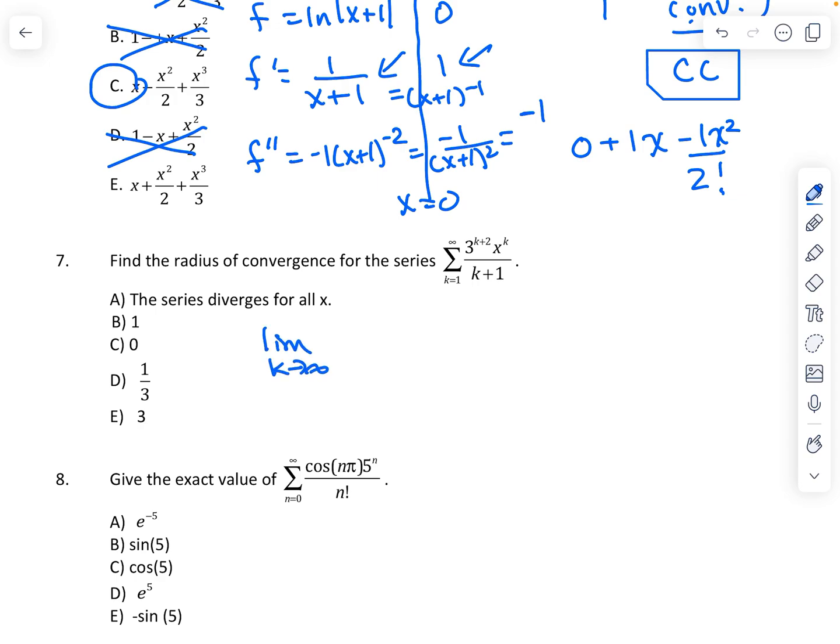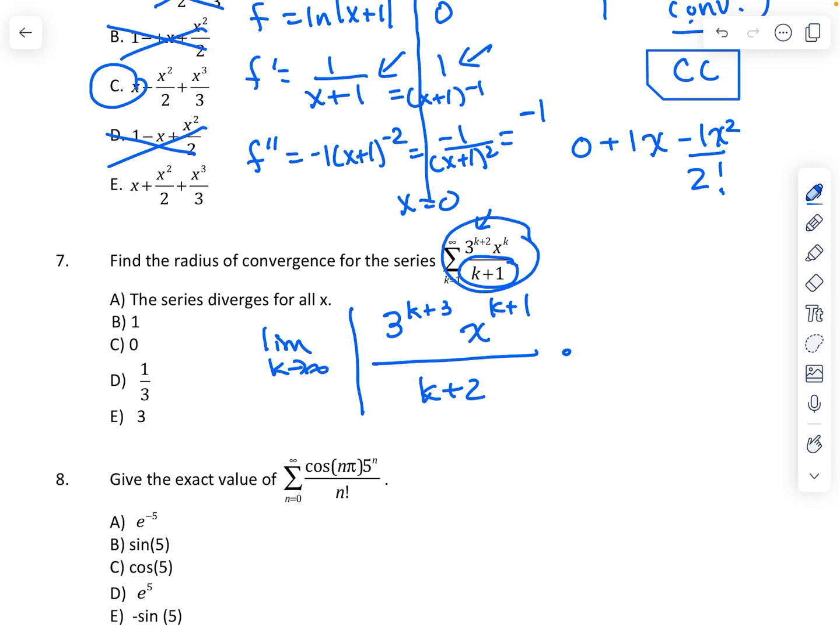So remember, the ratio test says you take the n plus first term. So I'm going to replace k with k plus 1. So that means this really becomes k plus 3. And then I have x to the k plus 1. And the bottom becomes really k plus 2. And you're going to divide by the original, which is the same as multiplying by the reciprocal. So I'm going to flip this. Okay, this is my ratio test setup.